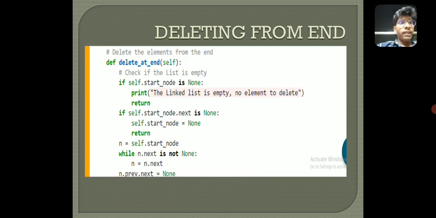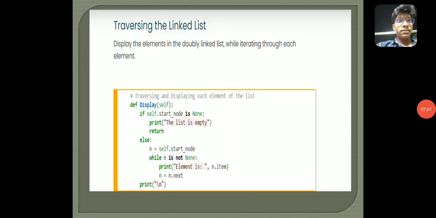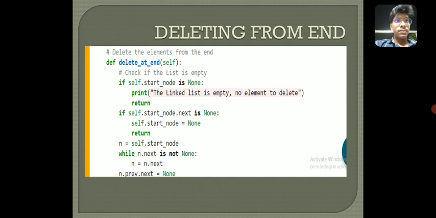And now we have to see deleting from the end. If we want to delete from the end, deleting the item from the end gives us the def delete_at_end(self).